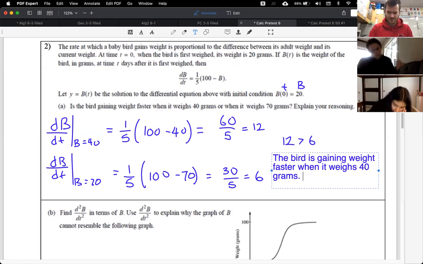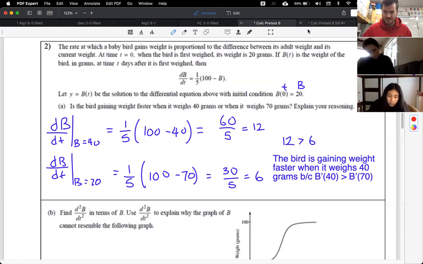And you probably want to say the reason too, because I'm going to say B prime because I'm being lazy instead of dB/dt. B prime of 40 is greater than B prime when I plugged in 70. And that's as simple as I can make it.